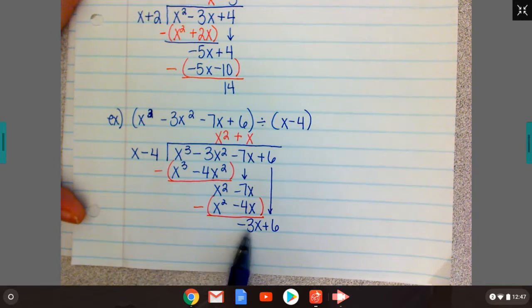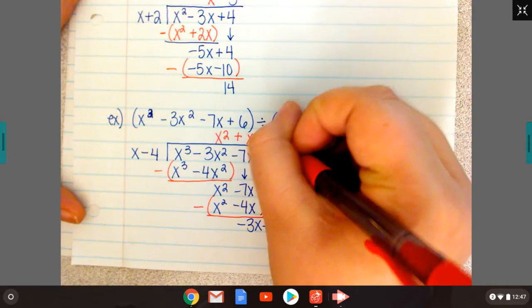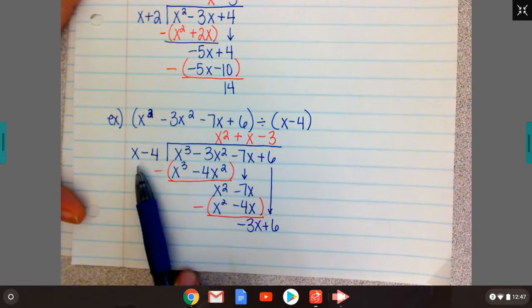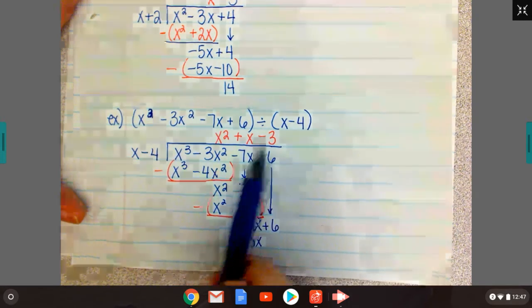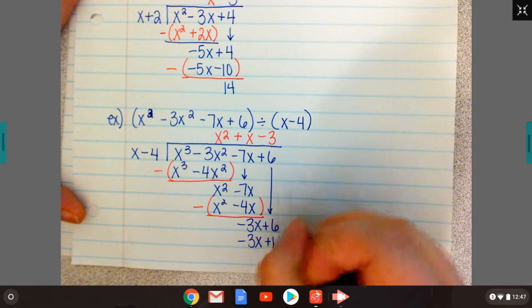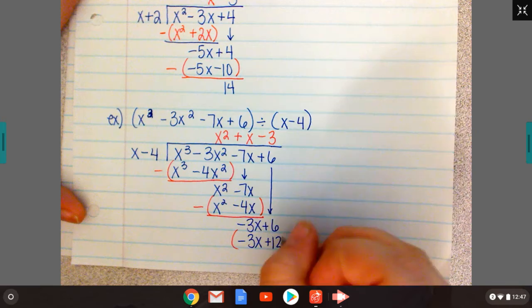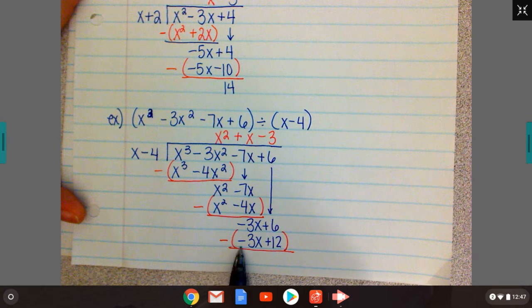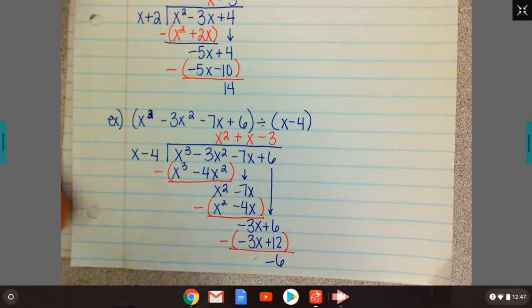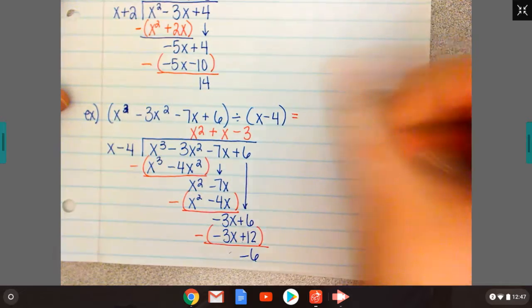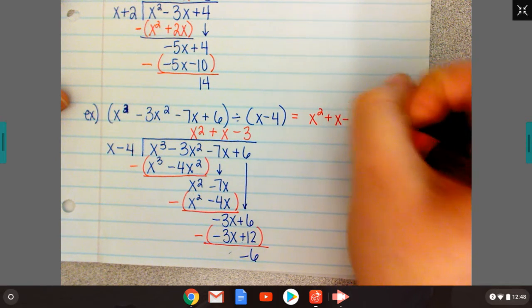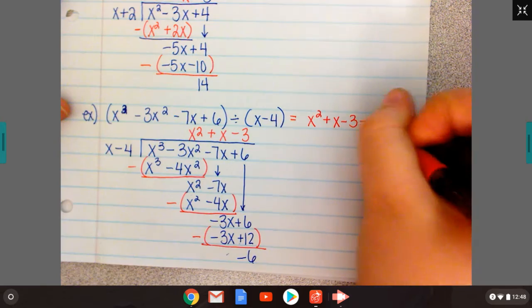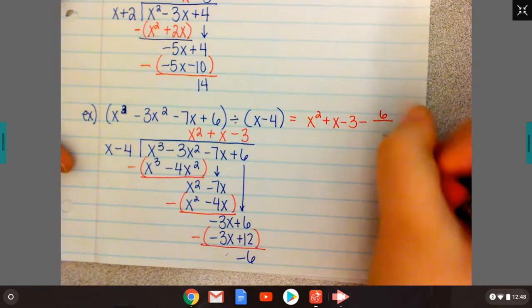Last one. X times what is negative 3x? It's negative 3. Negative 3 times x is negative 3x. Negative 3 times negative 4 is positive 12. Subtract off that whole piece. Negative 3x minus negative 3x goes away. 6 minus 12 is negative 6. This is degree 0 and this is degree 1, so I'm all done. My final answer here then would be my quotient, x squared plus x minus 3 minus 6 over my original divisor, x minus 4.